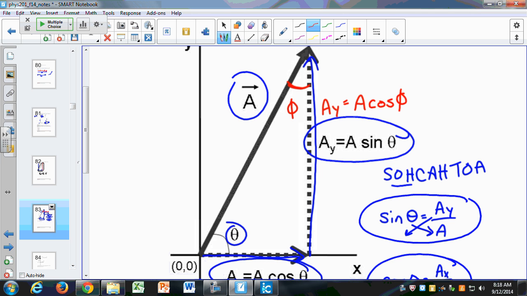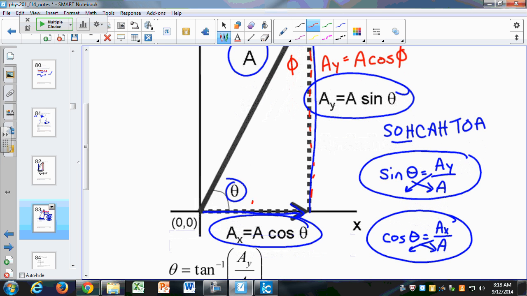Because you see now, the y component here is the adjacent side to the angle. And then my x component would be what? A sine phi. Not theta, but phi. All right.